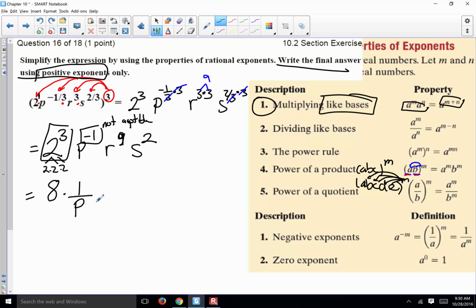How about r to the 9? Are you happy with 9? Yes. R to the 9th. S squared. Are you happy with s squared? Yes. So you can even combine all these by putting 1 under and multiplying out. So it is 8 times 1 is 8, r to the 9th, s squared on the top. 1 is just p. So this is the best we can do. Okay?